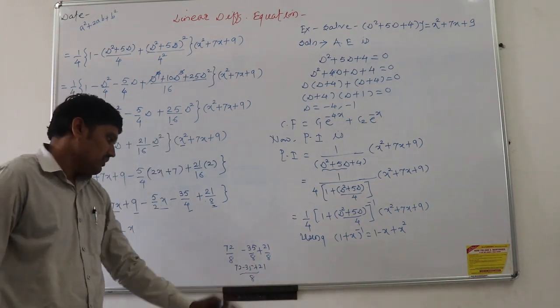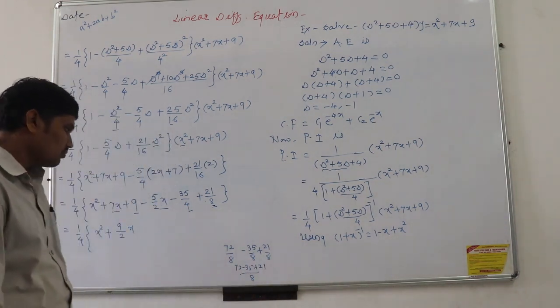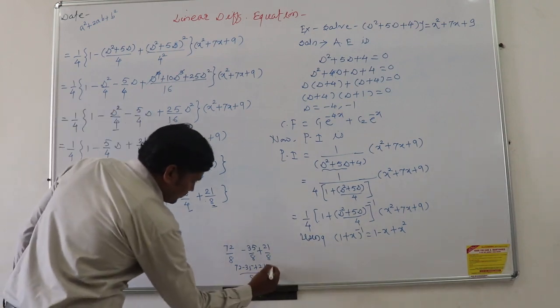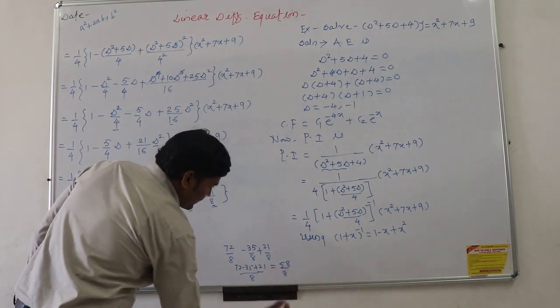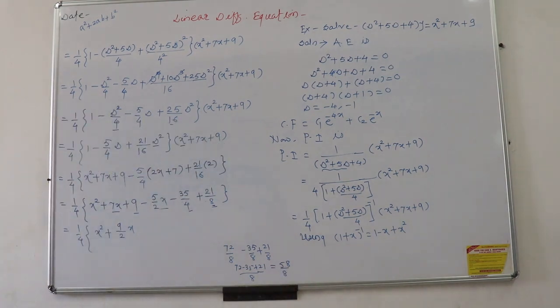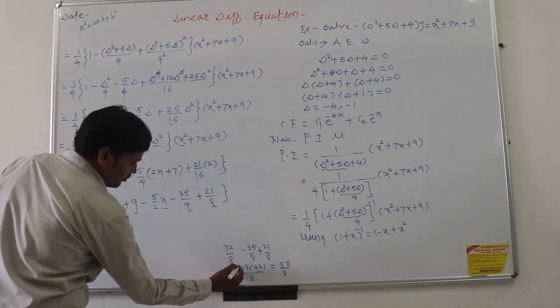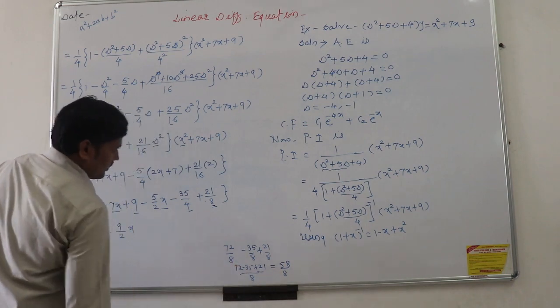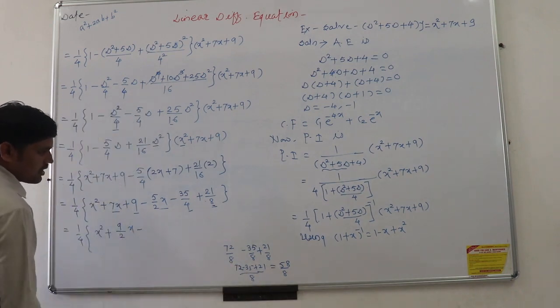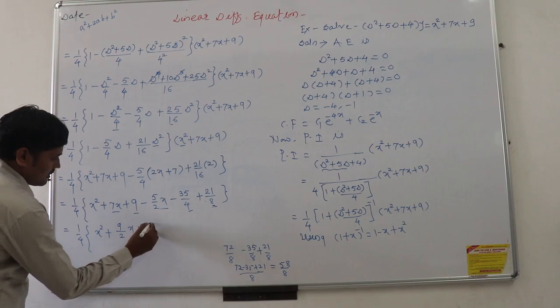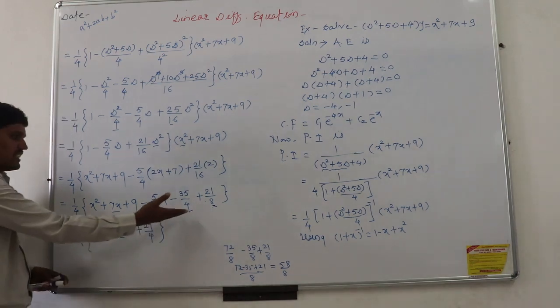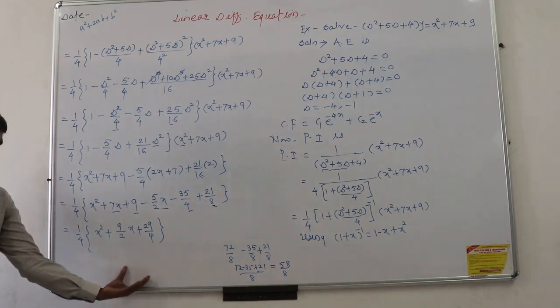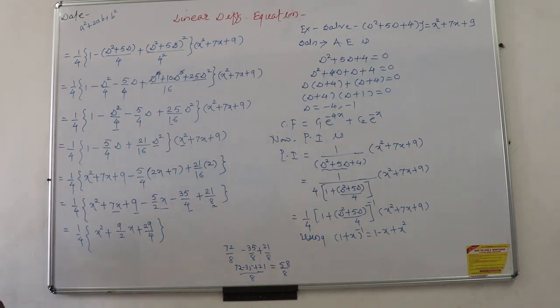So 72 minus 35 is 37. 37 plus 21 is 58 by 8. That is 29 by 4. So it is plus 29 by 4. You can also use a calculator, simplify it and then find out if it is correct or if there is a mistake in calculation.